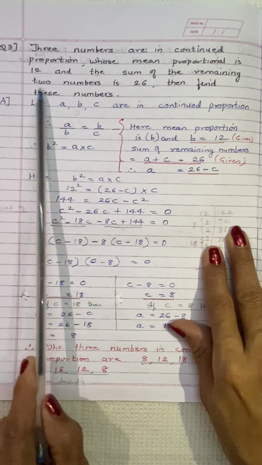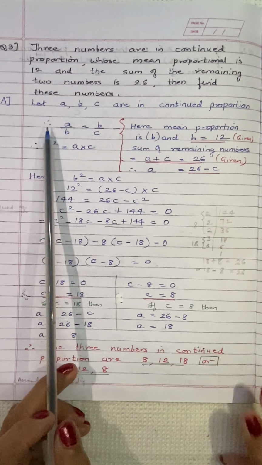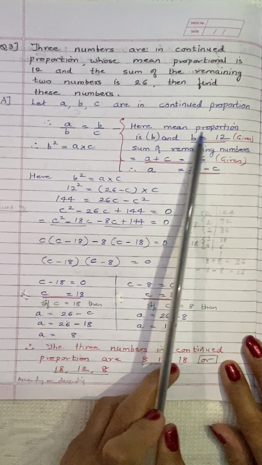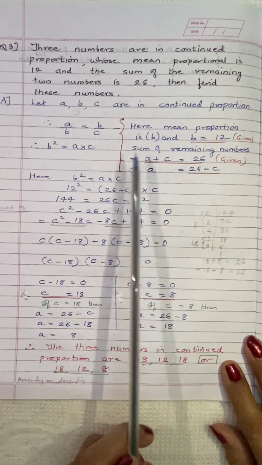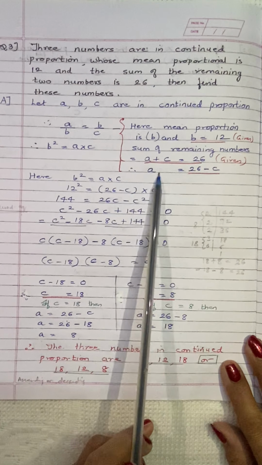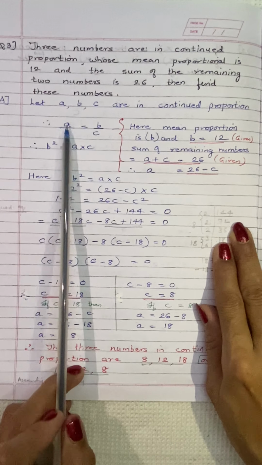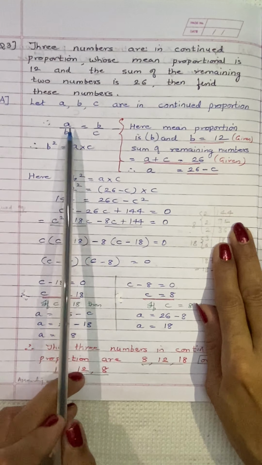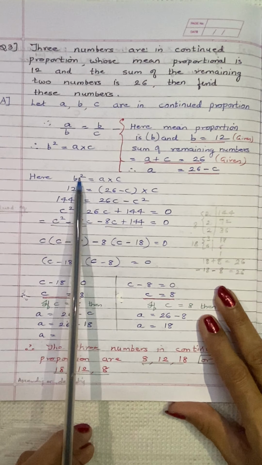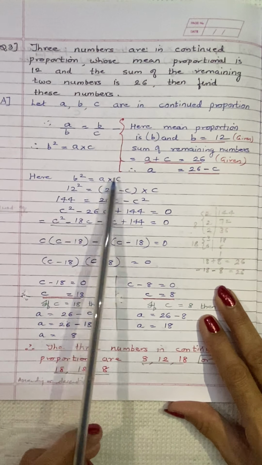So the middle term here is 12. Therefore a upon b is equal to b upon c. Hence the mean proportion is b and b is equal to 12. The sum of the remaining numbers a plus c is equal to 26, where we can calculate a as 26 minus c. Now here we can take b square is equal to a into c. So b square is equal to a into c, and we know the value of b given here is 12. So 12 square is equal to a into c.